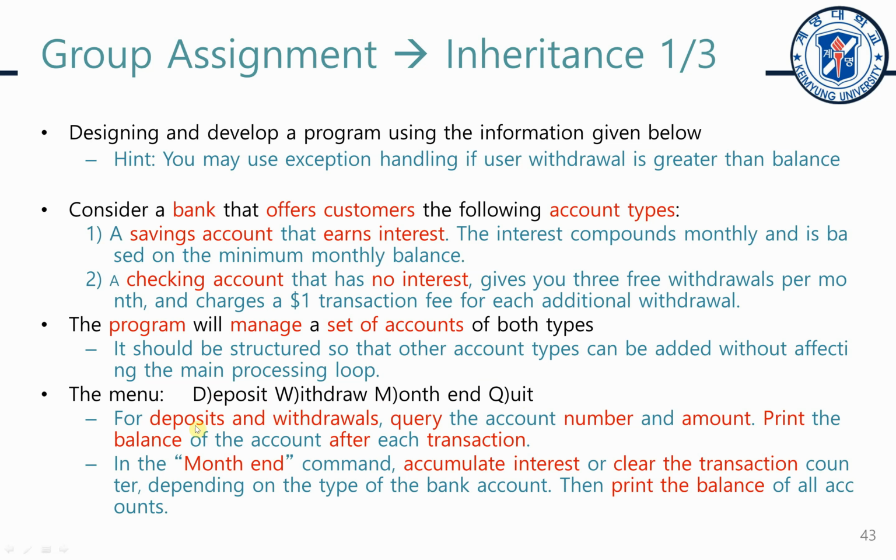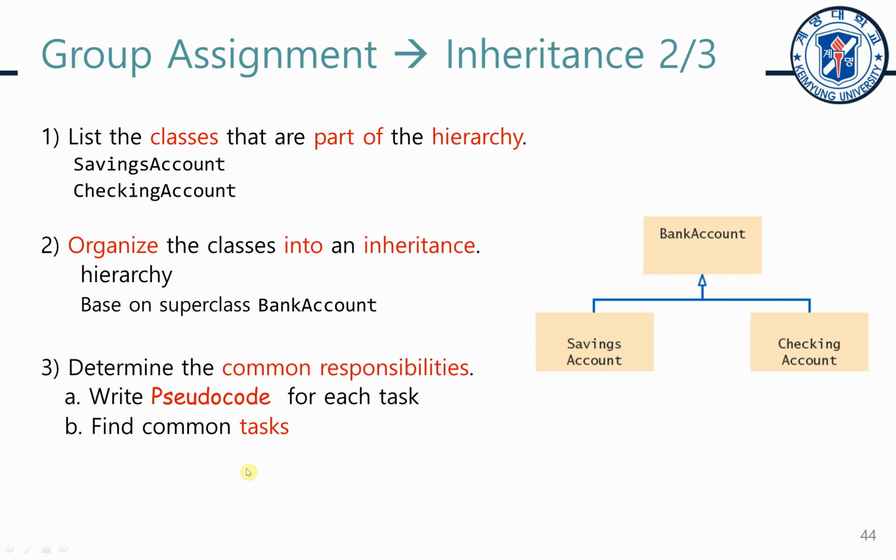For deposit and withdraw, you query the account number and the amount. So when somebody says I want to deposit, which account number do you want to deposit to, and how much amount, and then it prints the balance after each transaction. At the month's end command, it accumulates interest for saving bank accounts, and then it clears transactions, and then it prints the balance of all accounts in your program. So these are some of the ideas that you can use.